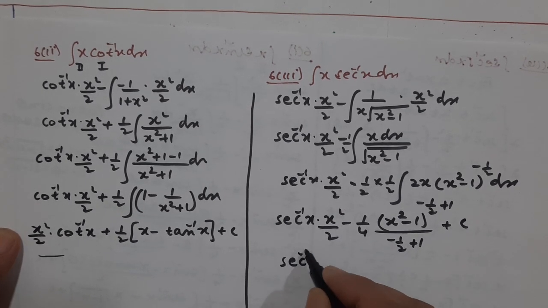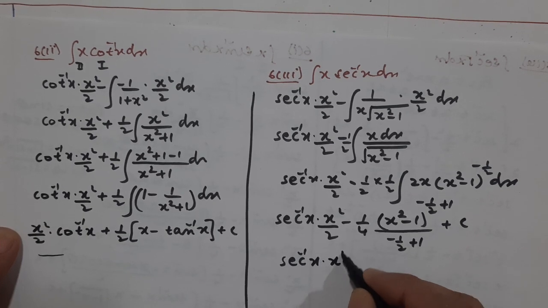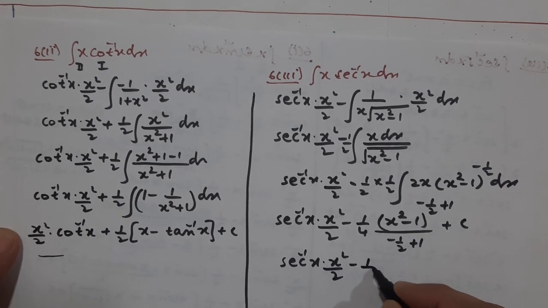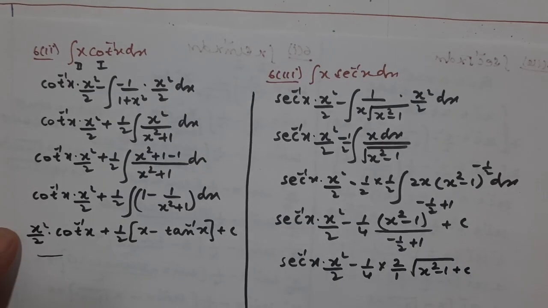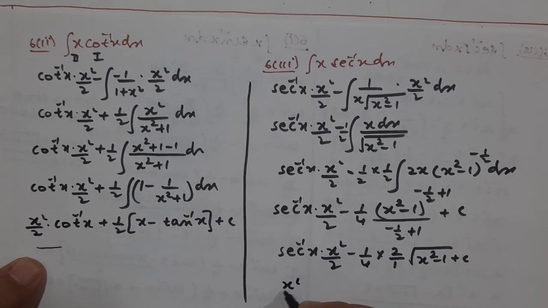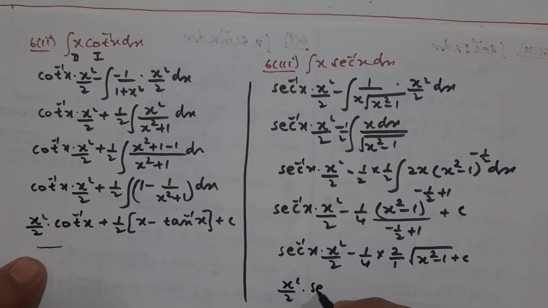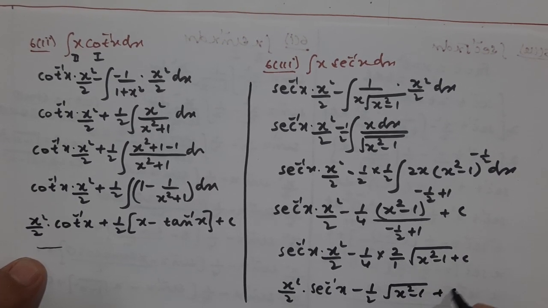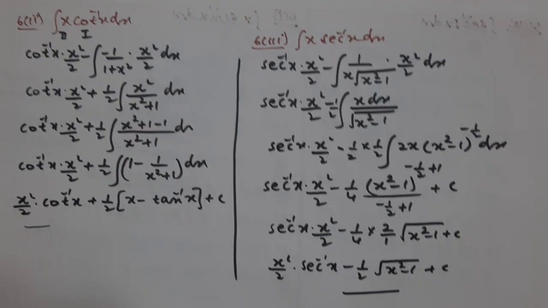So we get secant inverse x square upon 2 minus 1 by 4 into 2 by 1 under root of x square minus 1 plus c. So students, this is the answer, x square upon 2 secant inverse x minus 1 upon 2 under root x square minus 1 plus c. So very simple question, students.